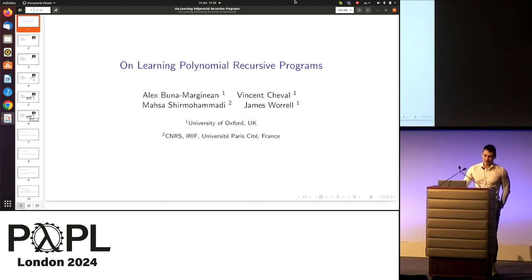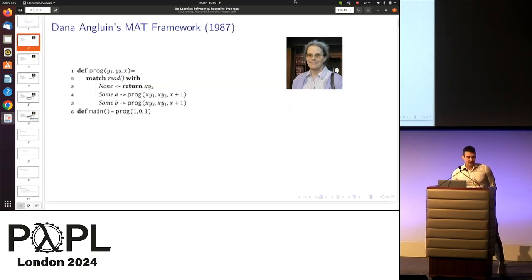Okay, hello everyone. This is joint work with Vincent Cheval, Mahsa Shirmohammadi, and James Worrell. First I want to start by describing what I mean by learning. The framework that I will be using is Angluin's minimally adequate teacher. And what does this involve?